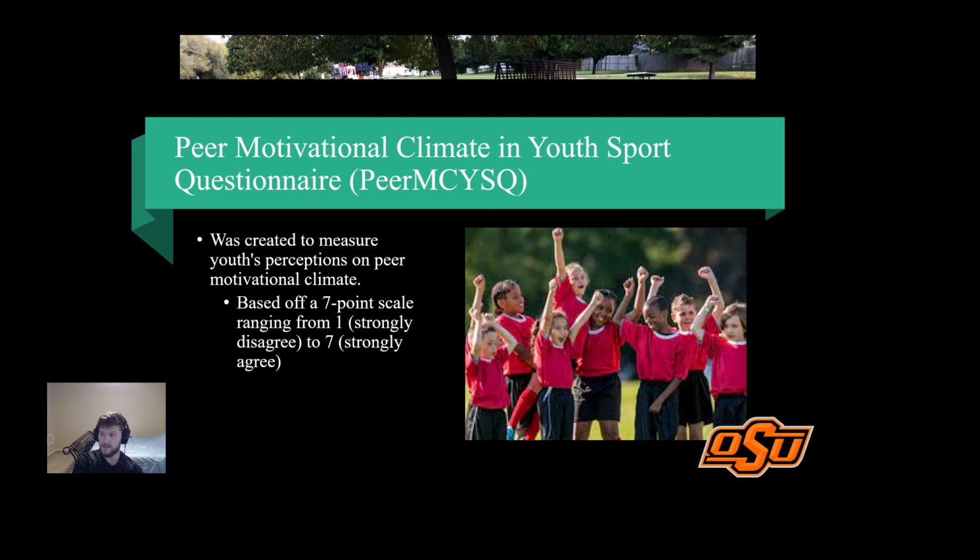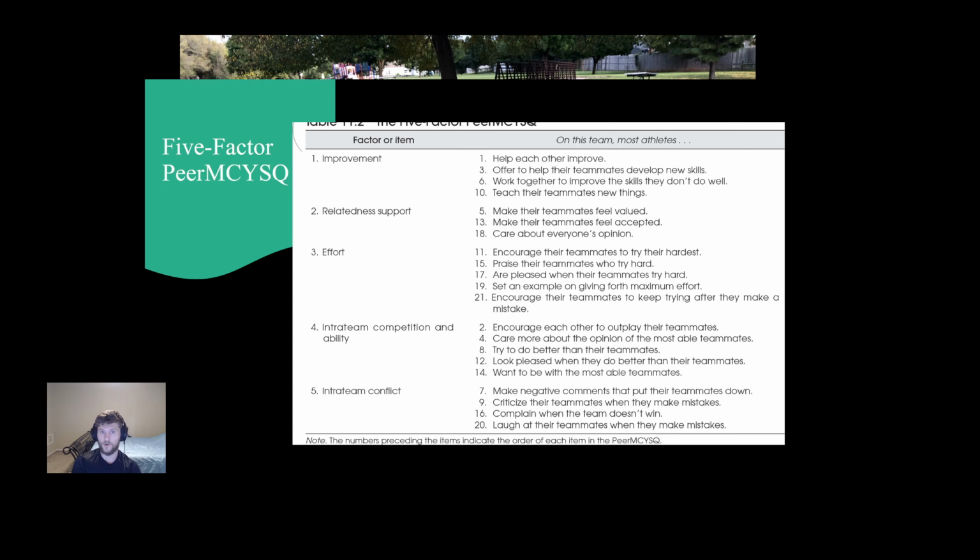So what they did to actually measure this is cool. We understand that our environment shapes us and we shape our environment, but how do we have any type of quantitative measurement? And so they came up with this peer motivational climate and youth support questionnaire, lots of words, right? That has a point scale system. So we have 1 is strongly disagree and 7 is strongly agree. And they've definitely found some correlations between these different factors of improvement, relatedness support, so just being supported, effort, inter-team competition and ability, and inter-team conflict.